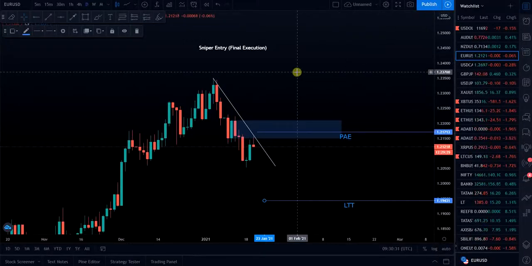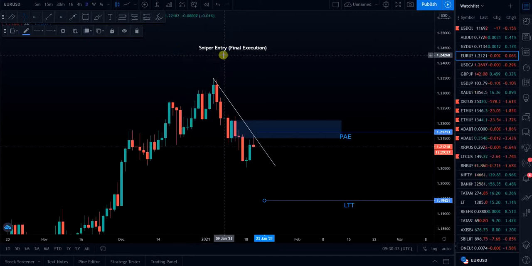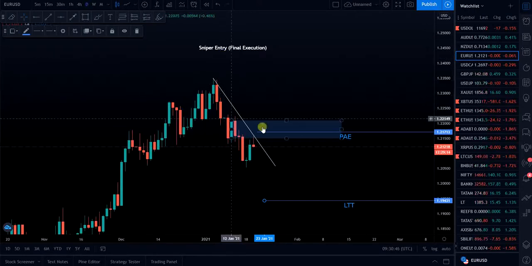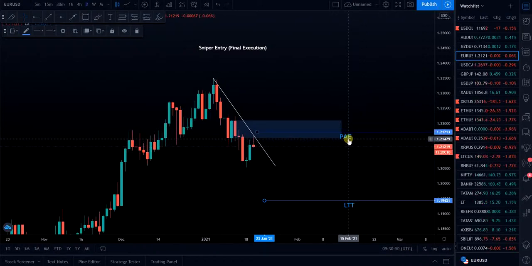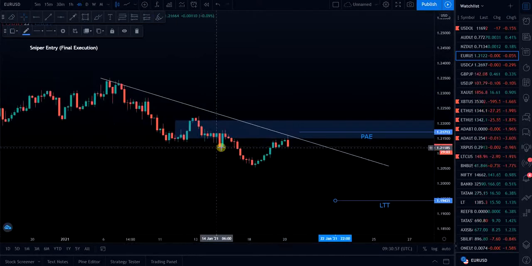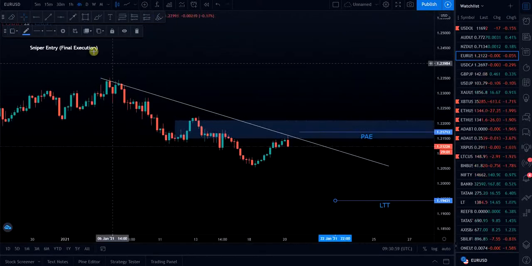In this video we are going to learn about the sniper entries. After completing all tasks in a monthly time frame, weekly time frame and the daily time frame, we have to look for our sniper entries in a 4-hour time frame. Now we have a long-term target, we have a possible area to enter. After that we just have to move to 4-hour time frame. In 4-hour time frame we already have a possible area to enter.